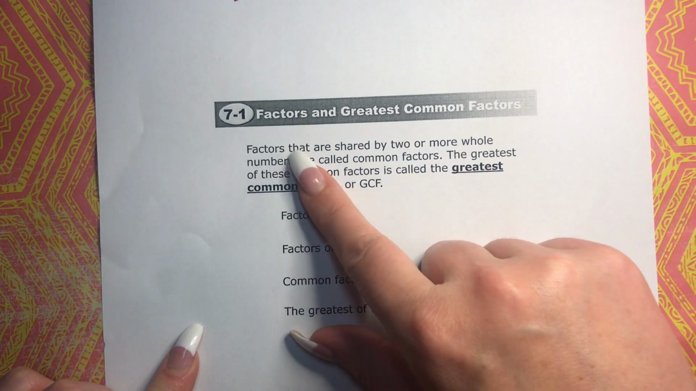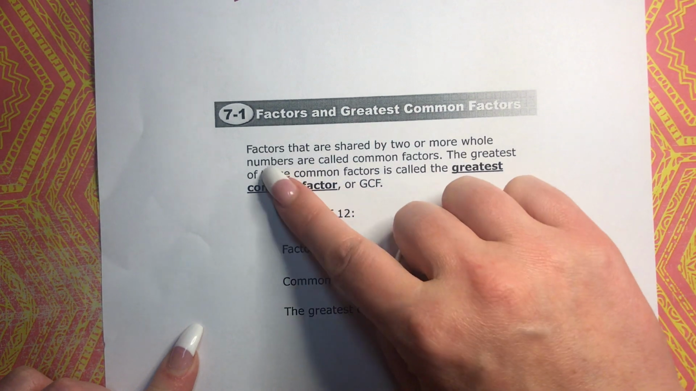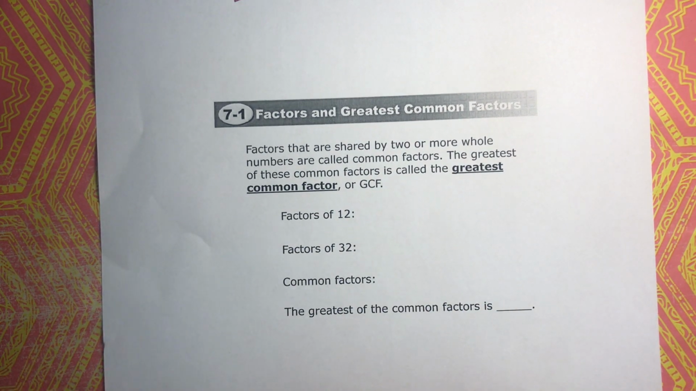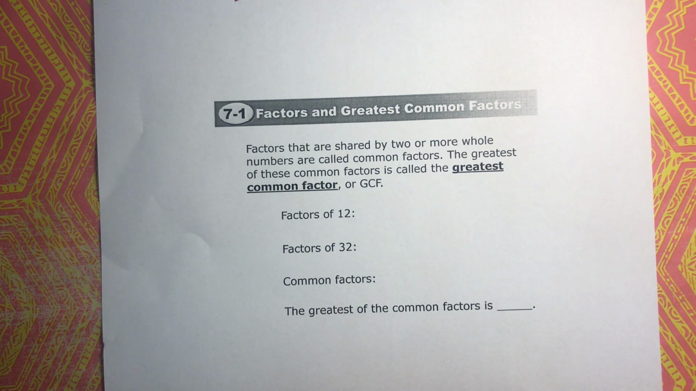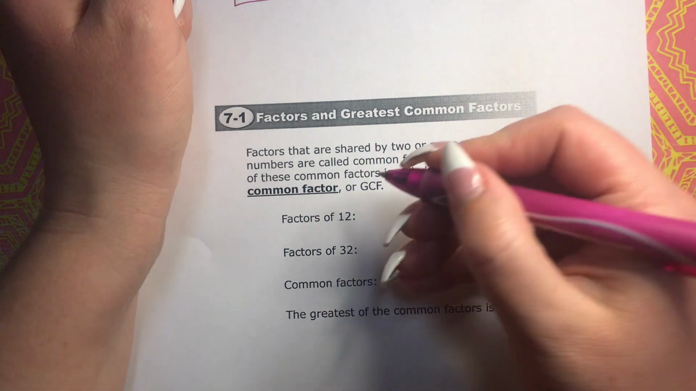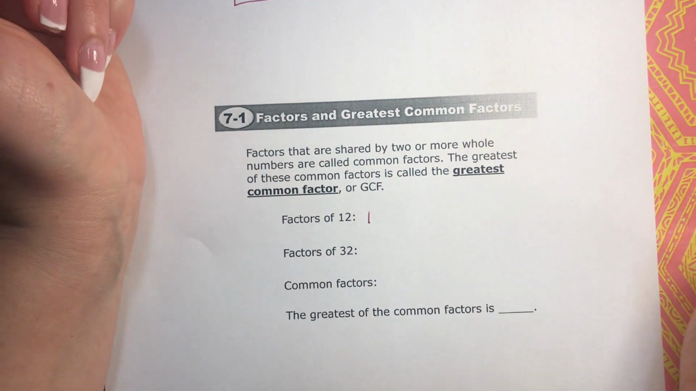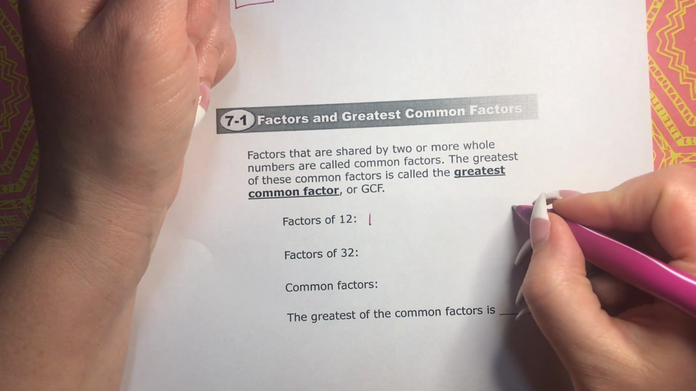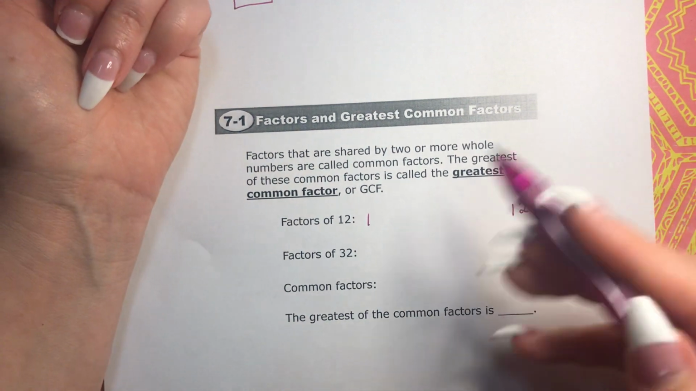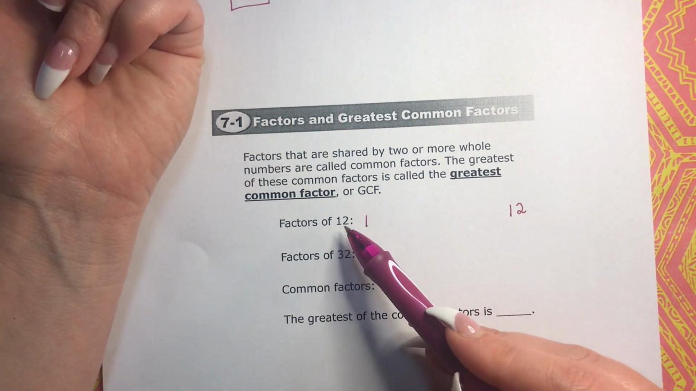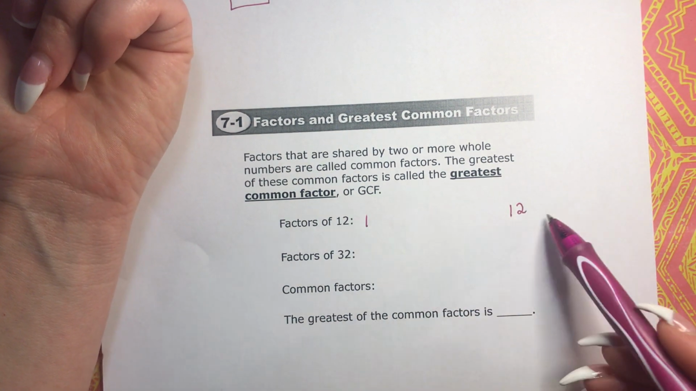Factors that are shared by 2 or more numbers are called common factors. Let's just talk about the factors of 12 first. Whenever I'm writing all of the factors of 12, I always start with 1. I'm thinking, okay, 1 times what is 12? It's going to be 12. And I like to put them in order from least to greatest. So I know that 1 is going to be the smallest factor and 12 is going to be the biggest one.